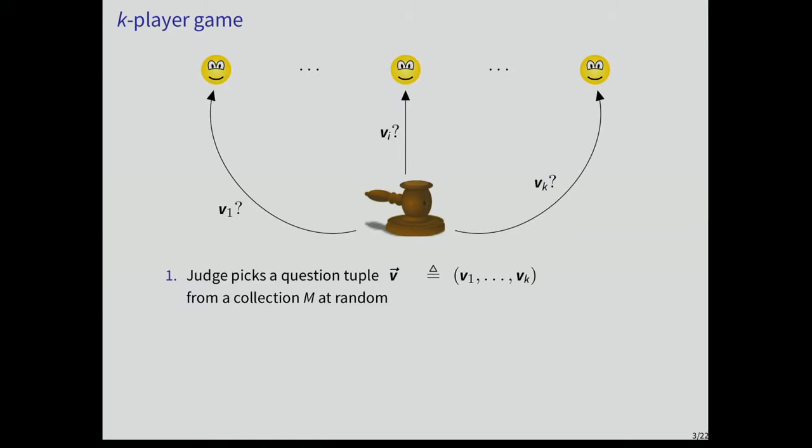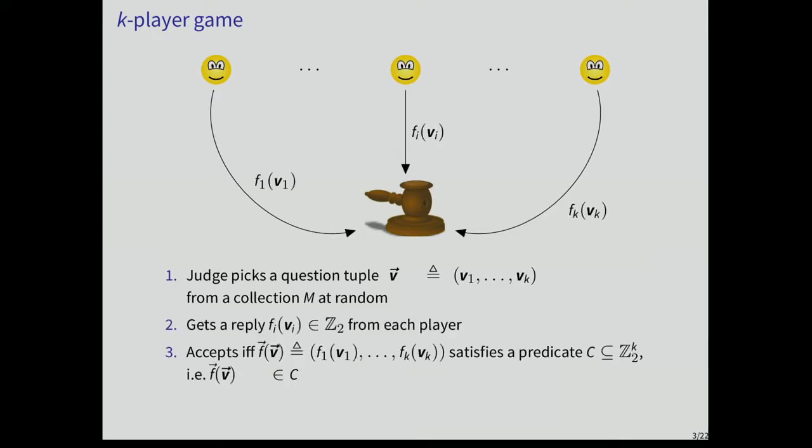The judge will choose these k questions from a collection M at random. Each player gets one question. The player does not know the questions to the other players. They have to answer these questions independently. And after getting a Boolean answer, a yes/no answer, from each player, the judge gets a reply, which is a k-bit string. The judge will accept if this k-bit string belongs to a predicate C.